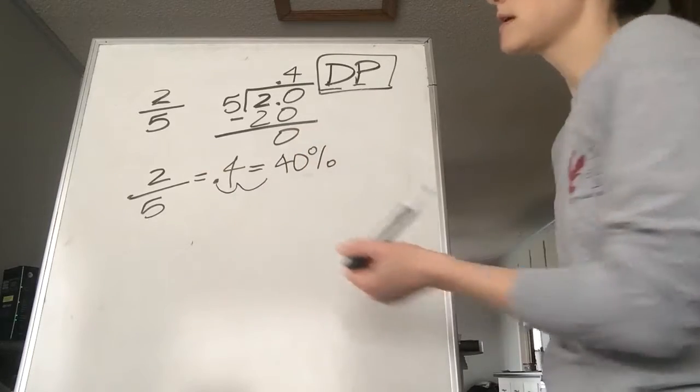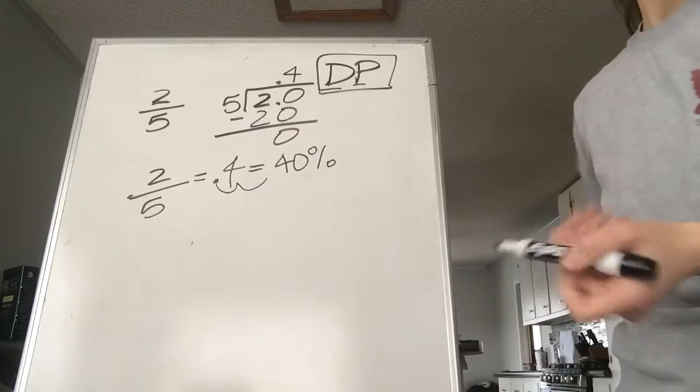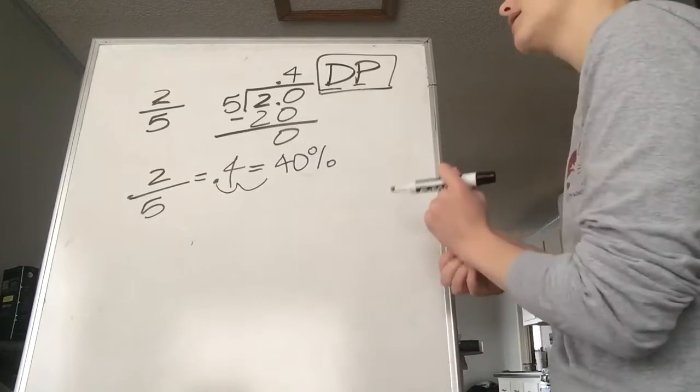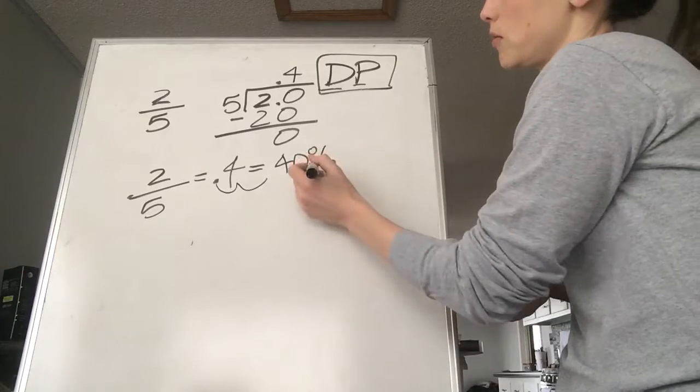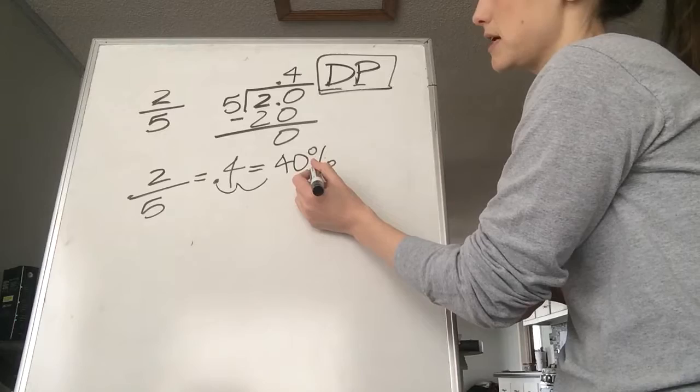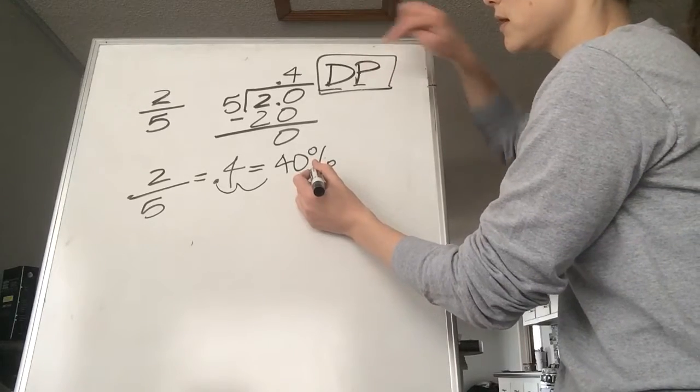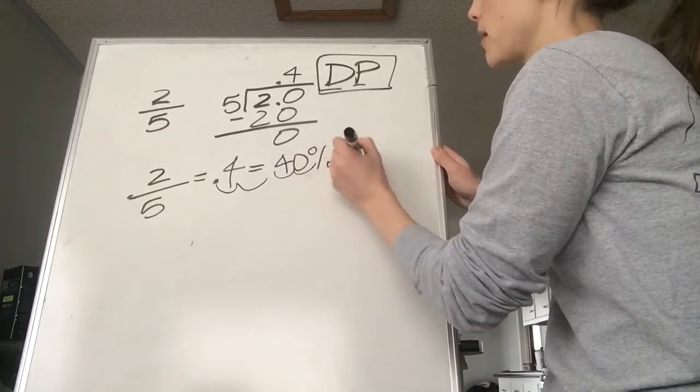So 0.4 is the same as 40%. So if I said something is 40%, and I said make that a decimal, you start where the percent is, and you move it 2 places to the left, 1, 2, and it would go back to 0.4.